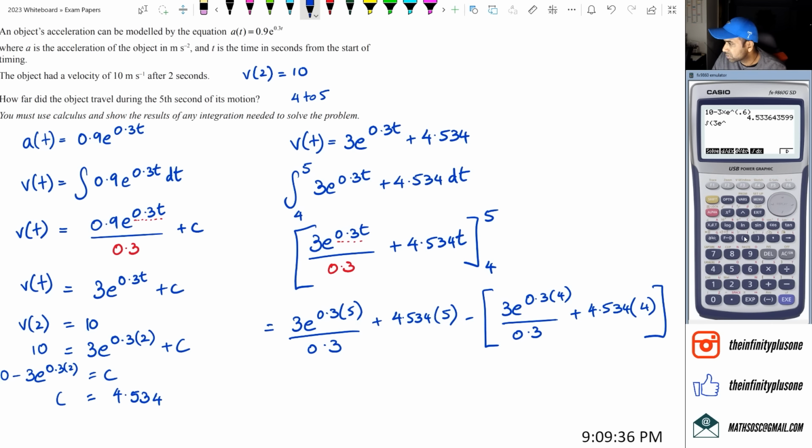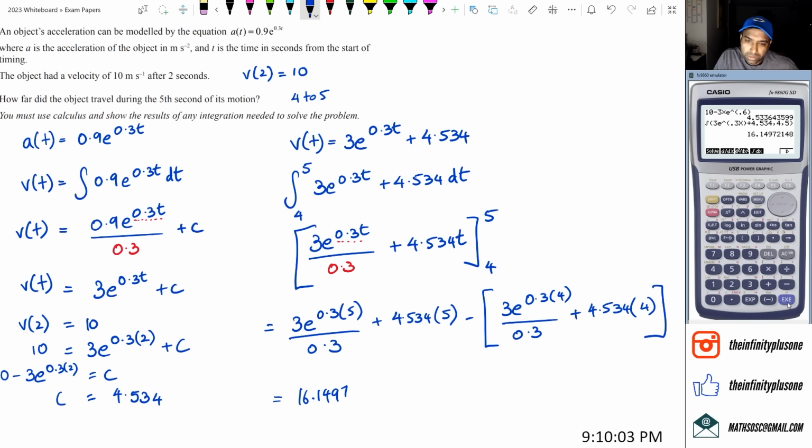So 3e to the power of 0.3x plus 4.534, and our limits are going to be 4 and 5. Okay, and what I'm getting is 16.1497.